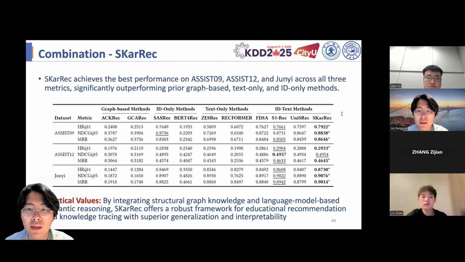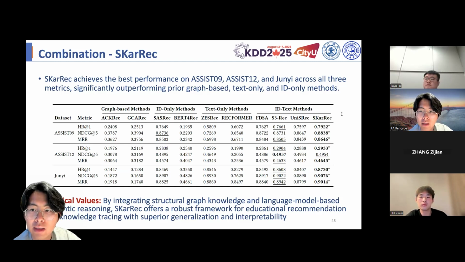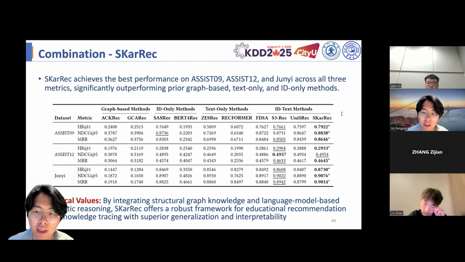And the results in the table clearly show that SKRREC sets a new state of the art on three widely used educational datasets. And in summary, SKRREC demonstrates that incorporating both knowledge structure and semantics is essential for building effective educational recommendation and knowledge tracing systems.